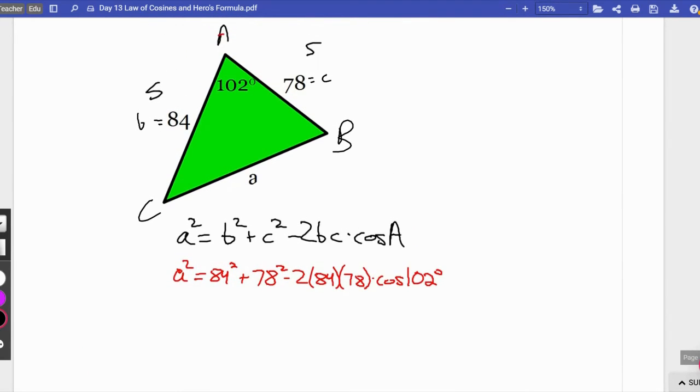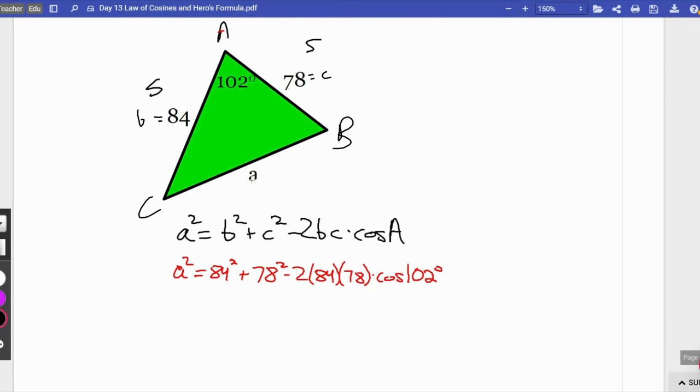Okay, so it says to find the perimeter, but really all we need to find the perimeter is to find side A. So we know that we're going to have to find side A. It's the only thing we can find. And so we would set it up like this. A squared is the thing we don't know, and the opposite end of it is cosine of A. And so that's where 102 degrees goes. Everything else just gets filled in. This is B squared, 84 squared. C squared then is 78 squared. Minus 2, it's part of the formula, times B, 84, times C, 78. And then cosine of A.